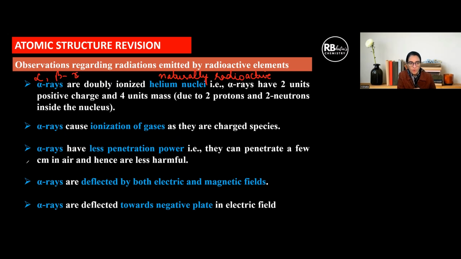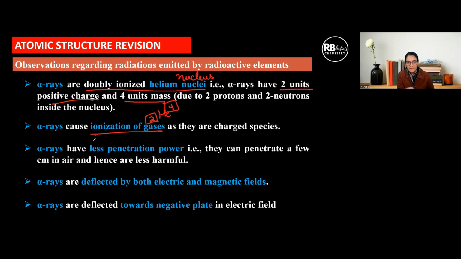So, we're going to talk of the nature of these three kinds of radiations. The alpha rays, as we've already talked of, are nothing but doubly ionized helium nuclei. Nuclei is the plural for nucleus. One single is nucleus and many nuclei. So alpha rays are doubly ionized helium nuclei, that is, have 2 units of positive charge and 4 units of mass. Right? We express it as helium with 2 units of charge and 4 units of mass.